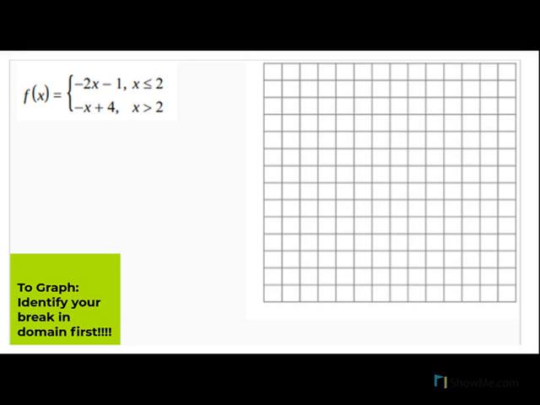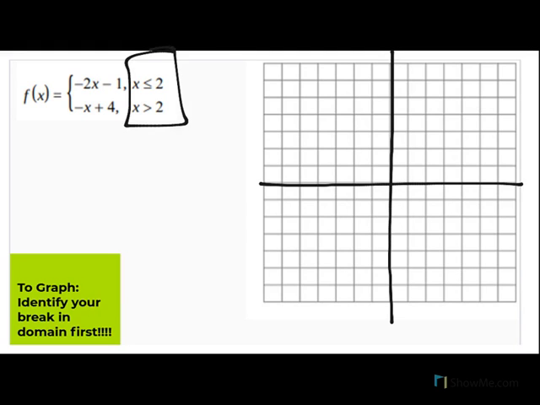All right. So if I have my coordinate grid here, then what I'm going to do is I need to look at my domain. Always start with your domain. Okay, and right now I'm using my first function when everything's less than or equal to 2, and my other one's when things are bigger than 2.